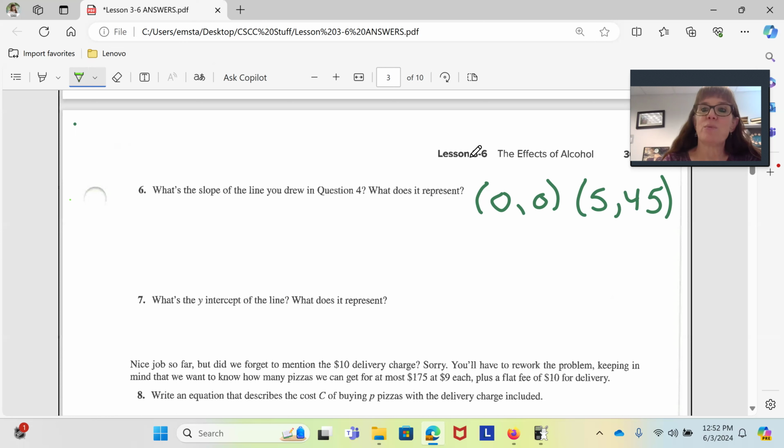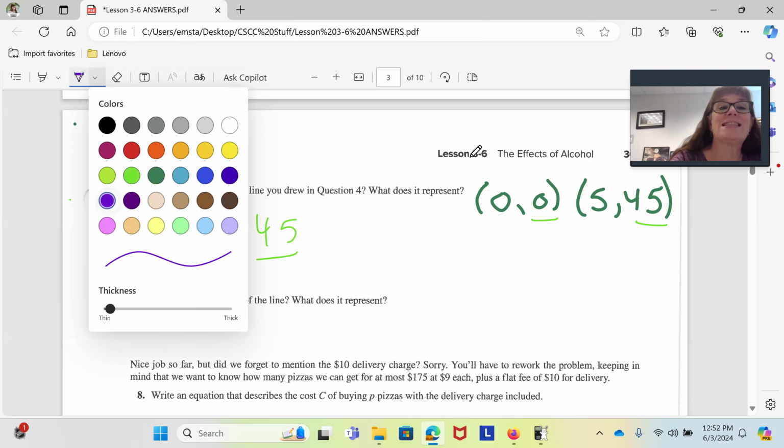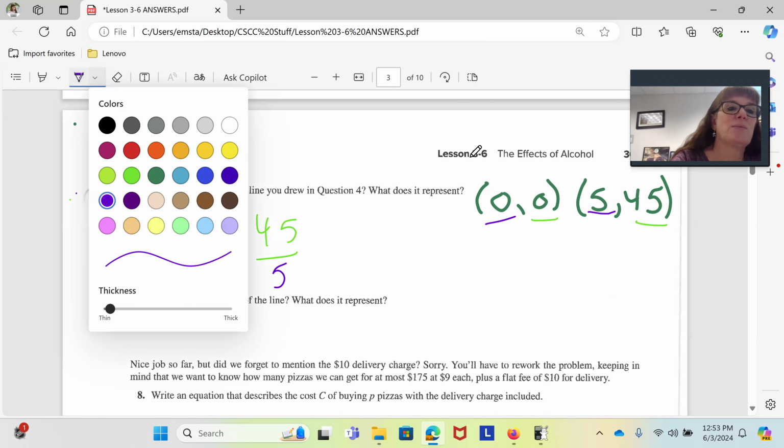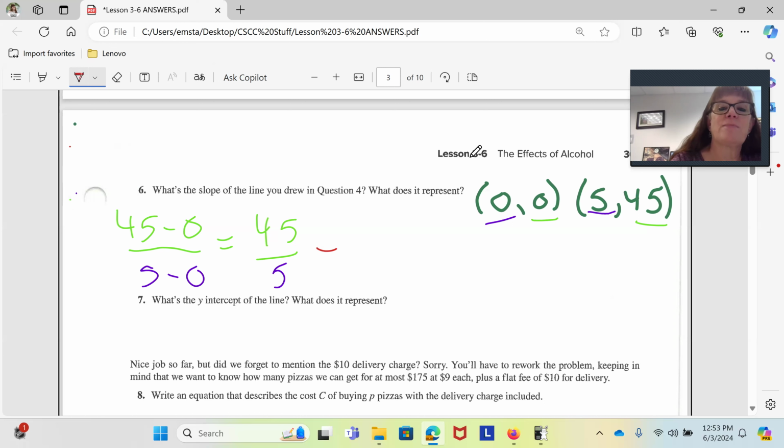We learned in section 3.1 that we subtract the y values. So we're going to take 45 minus 0, and that gives me 45. Then we subtract the x values in the same order, so 5 minus 0, which is 5. And then we divide those out. We take 45 divided by 5, which gives us 9. It's a number you've seen a few times. What does it represent? It represents the cost per pizza.